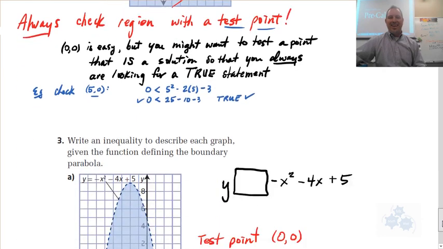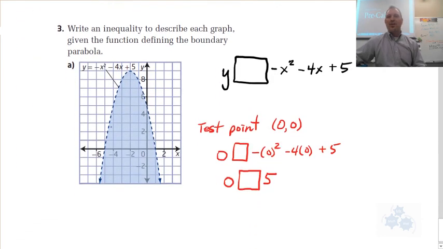Okay? All right. We're almost done. What if you're given an equation like this or a question like this on the test and you're asked to determine the inequality? No problem.